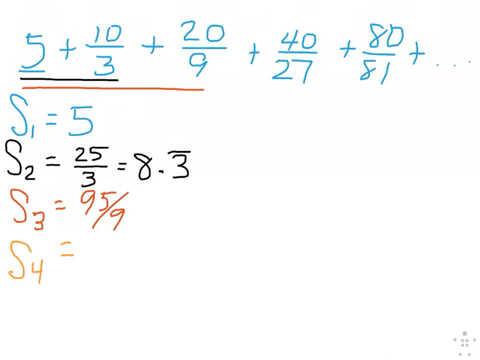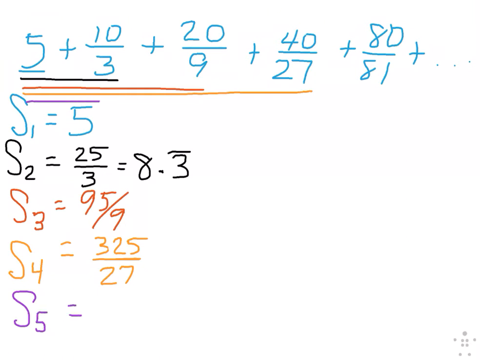S sub 4. Adding the first four together. What do I get? 365 over 27. 365 over 27? 325? I got that too. And the last one, S sub 5. What's the last one? 1,055 over 81.